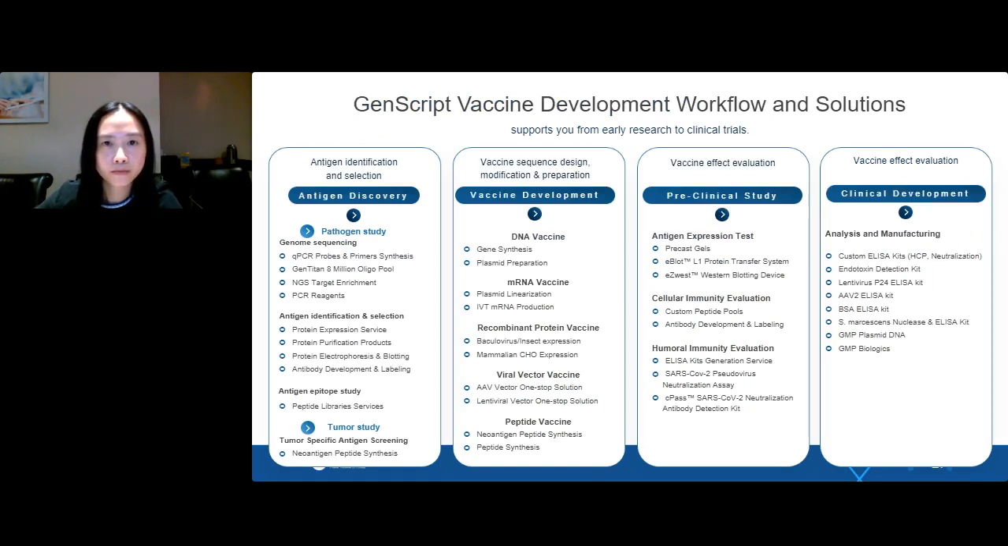Okay, so I've also introduced you guys to neoantigen vaccines and the importance of neoantigen peptides, and also the key considerations when outsourcing mRNA. Finally, here I just show you a GenScript vaccine development workflow and solutions. We mentioned only neoantigen peptides and mRNA service previously. Here you can see more details about other service options.